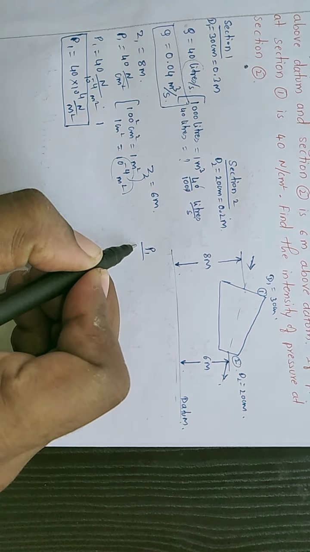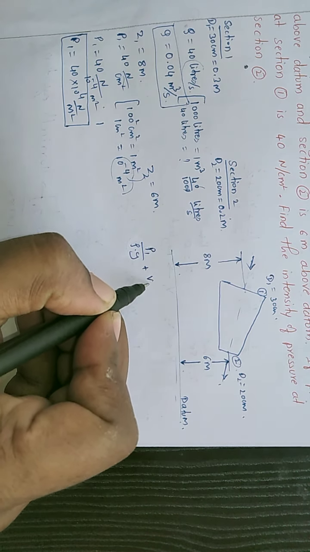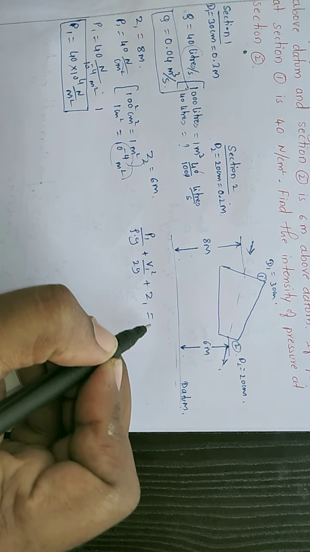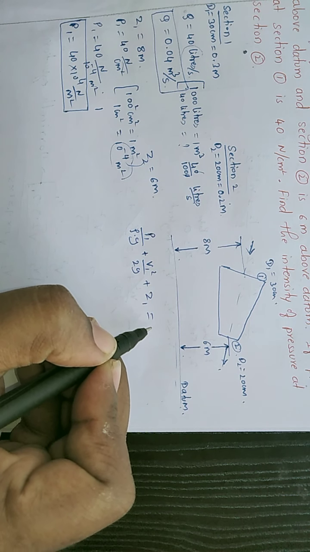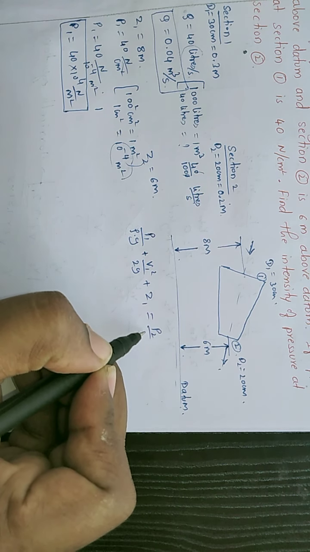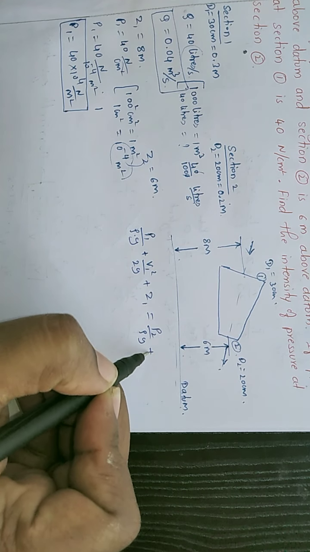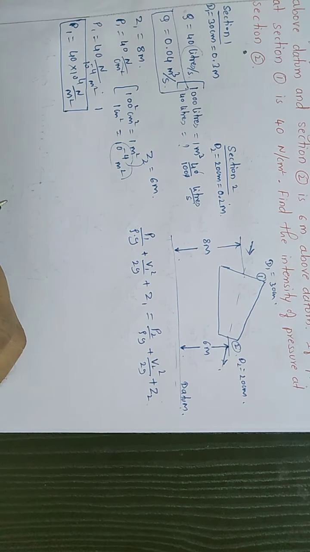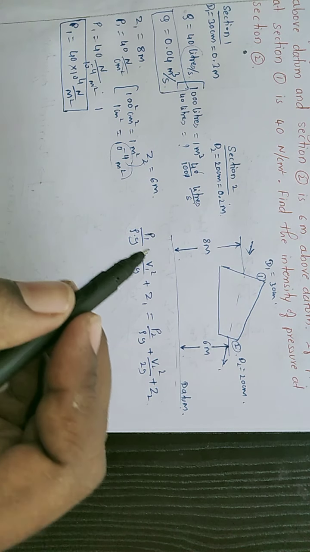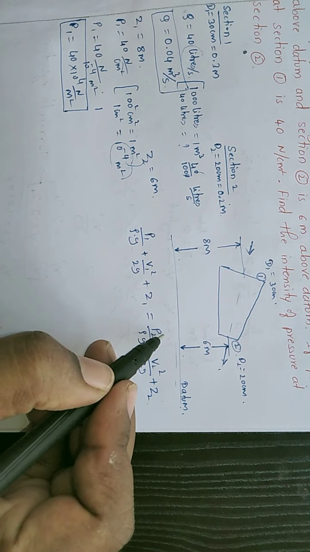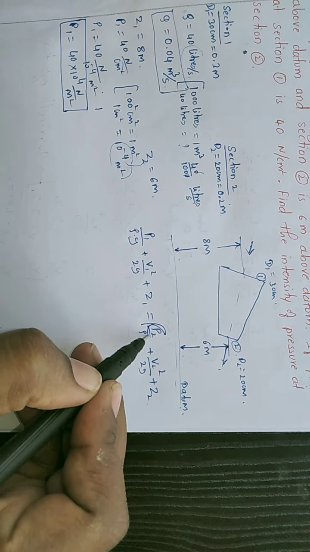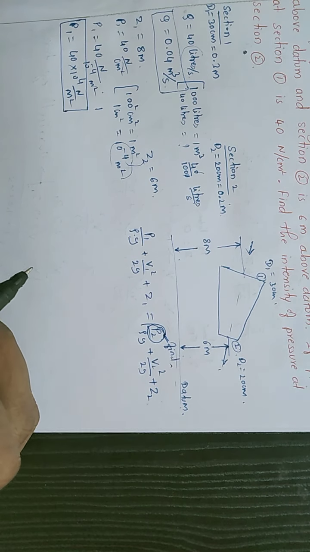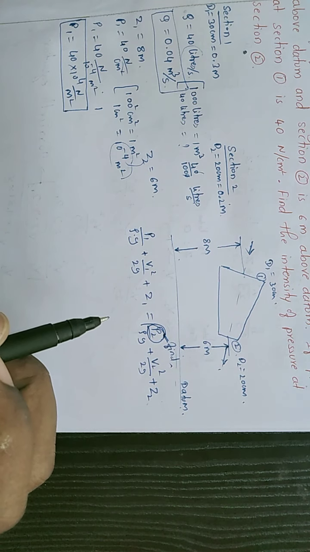Okay, that is P1 by rho g plus V1 square by 2g plus Z1 is equal to P2 by rho g plus V2 square by 2g plus Z2. So we need to find what is P2. He has asked us to find the pressure at section 2.